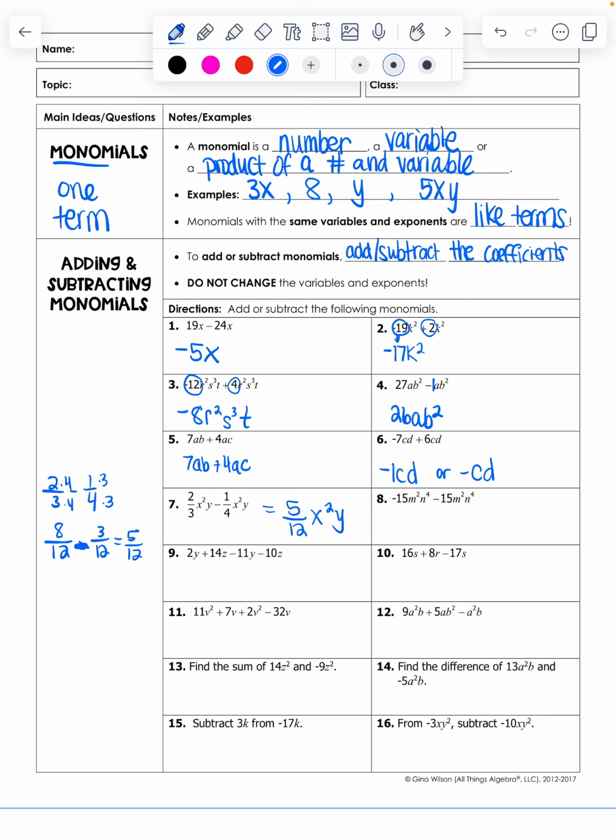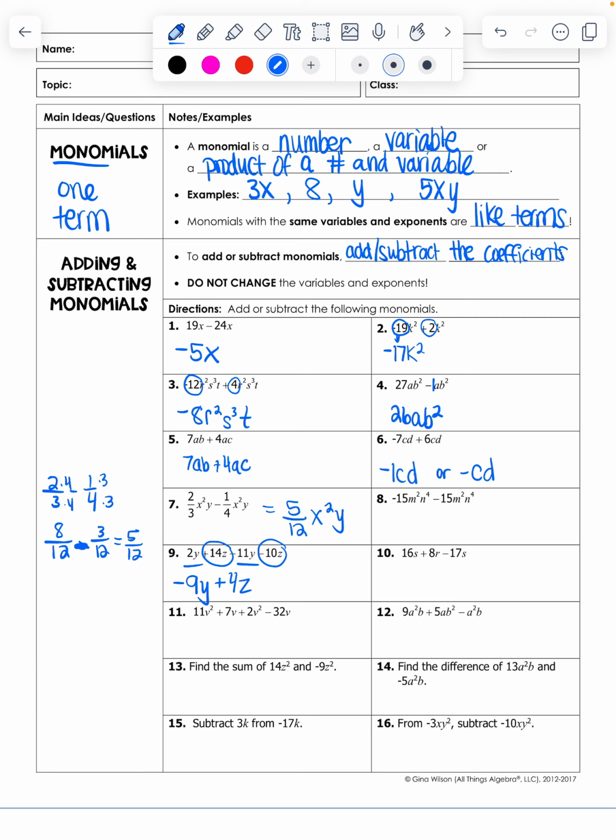Now, things do start to switch up with number 9. We have multivariables. We have y's and we have z's. We can only combine things that are like terms. So this is going to be an answer that doesn't have one single monomial answer, but two. 2y minus 11y is negative 9y. 14z minus 10z is positive 4z. So my answer in any order, negative 9y plus 4z, or 4z minus 9y.